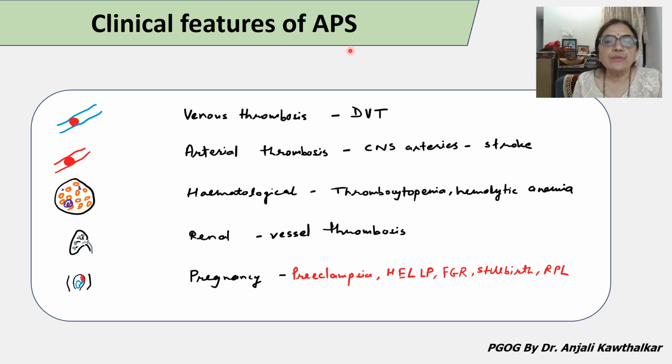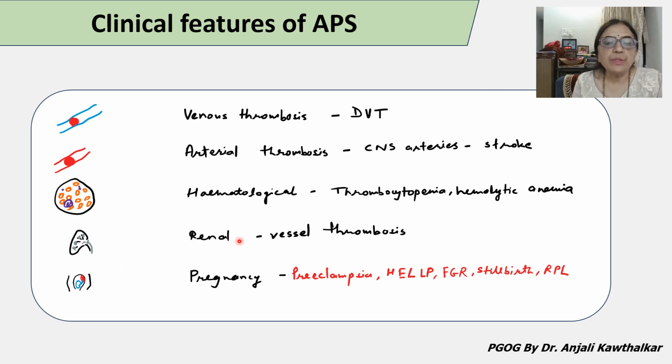What are the clinical features of antiphospholipid syndrome? We can remember it that way. There can be venous thrombosis, and the commonest is in the lower extremity as deep vein thrombosis. There can be arterial thrombosis, which is commonly present in the CNS arteries, leading to a history of stroke in some patients. Hematological features such as thrombocytopenia and acquired hemolytic anemia are commonly observed in these patients, with these autoantibodies acting against platelets, as well as leading to hemolytic anemia with the action on RBCs.